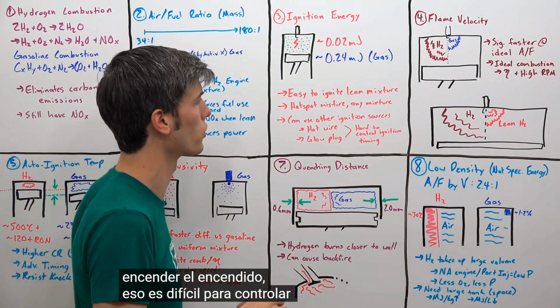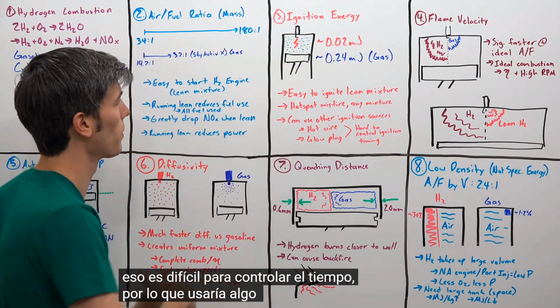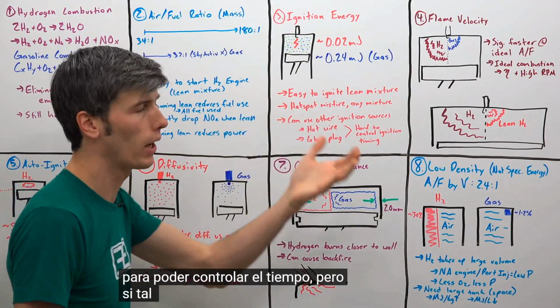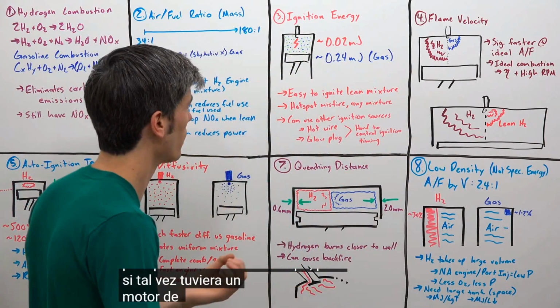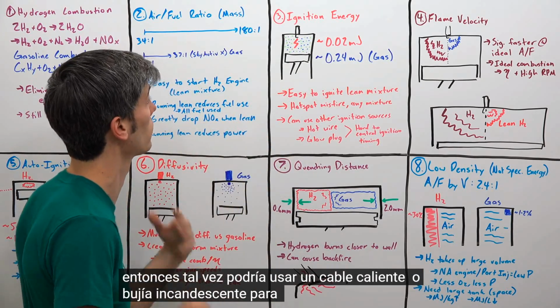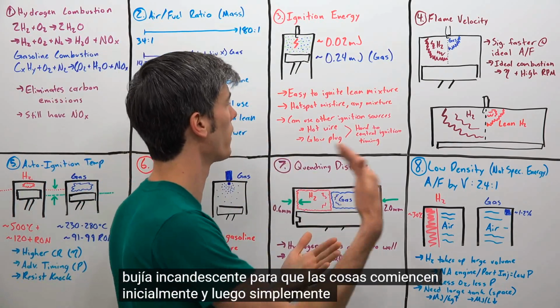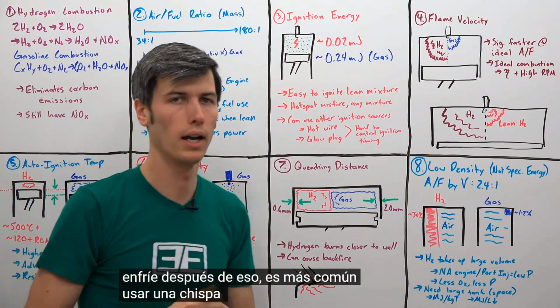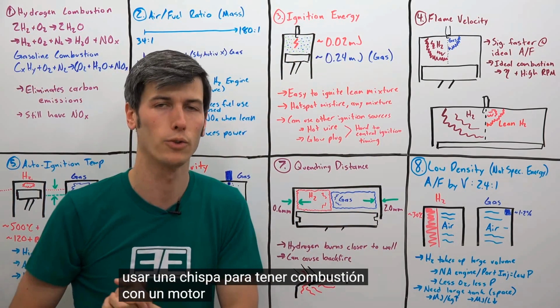That's difficult for controlling timing, so you would use something like a spark so that you could control the timing. But if you perhaps did have a compression ignition hydrogen engine, then perhaps you could use a hot wire or glow plug to get things started initially and then just run it off compression after that. More common to use a spark in order to have combustion with a hydrogen engine.